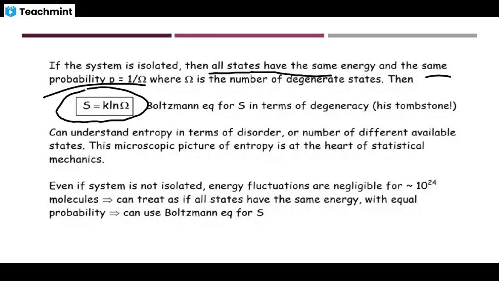Even if the system is not isolated, energy fluctuations are negligible for 10^24 atoms. So the energy fluctuation is very small. We can treat it as if all the states have the same energy with equal probability, then you can use the Boltzmann law. You can use the formula not only for an isolated system, you can also use it for 10^24 molecules: treat all states as having the same energy with equal probability, then use the Boltzmann formula S = k ln omega. Okay, so this is omega.